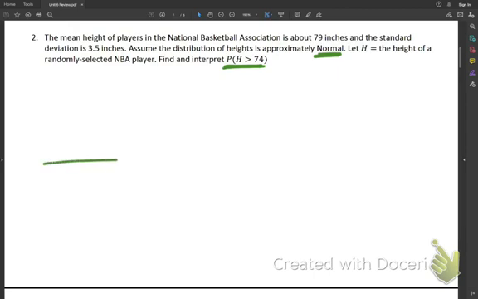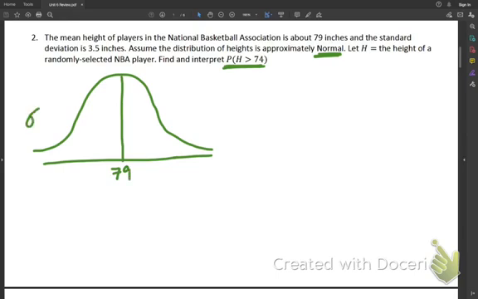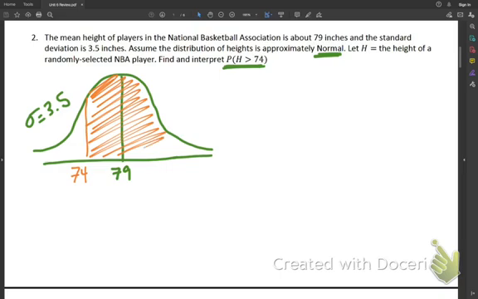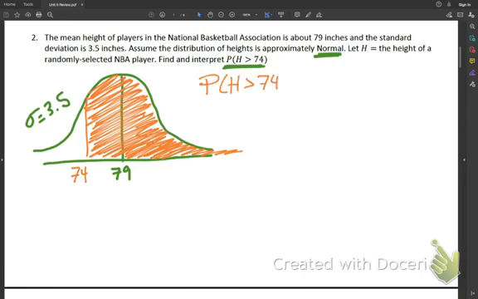Because I was told that the distribution is approximately normal, I can draw myself a bell curve. The mean of this bell curve is 79. The standard deviation is 3.5. It's asking me to find the probability that the height is greater than 74. 74 is probably going to be around here, and I'm going greater than 74. So that is all of this. Before I even plug this into the calculator, I should be able to recognize that this is going to be greater than 50%.